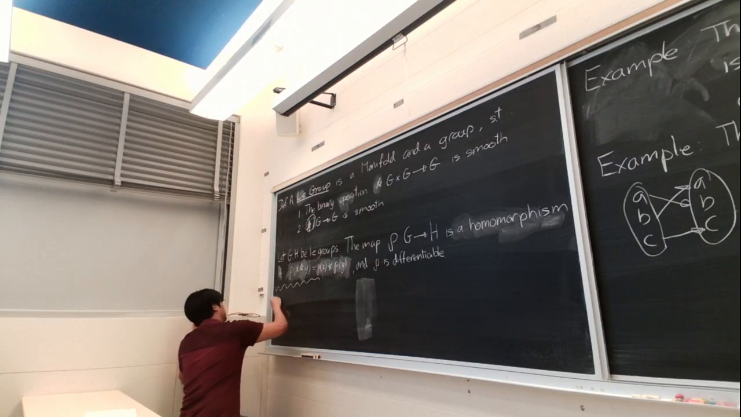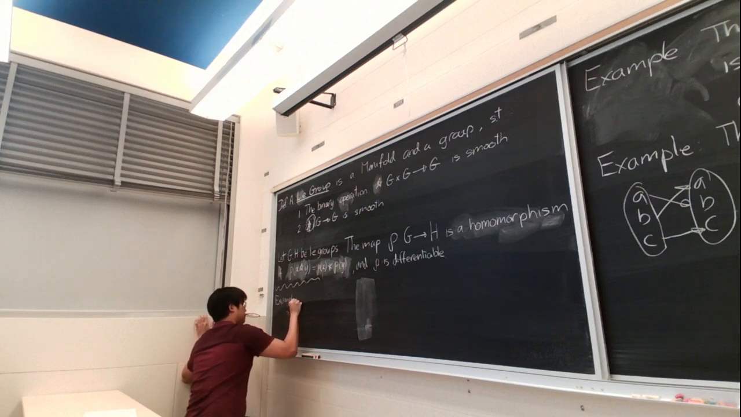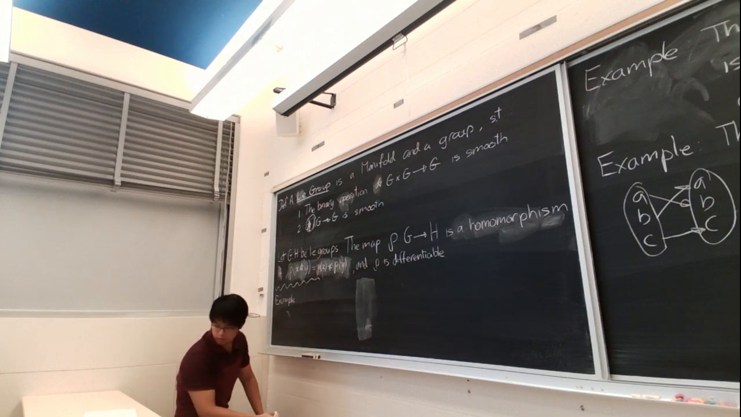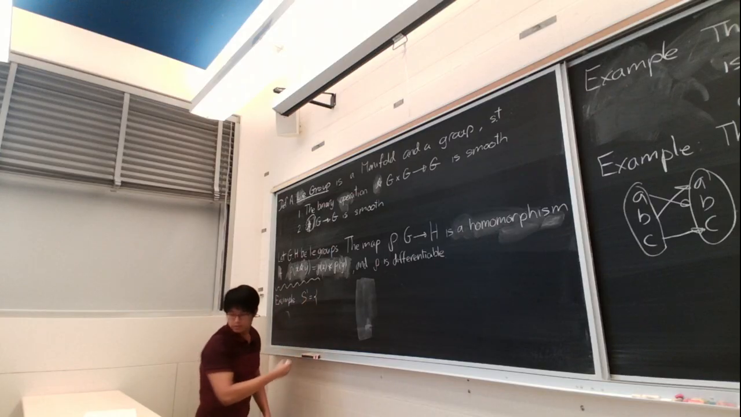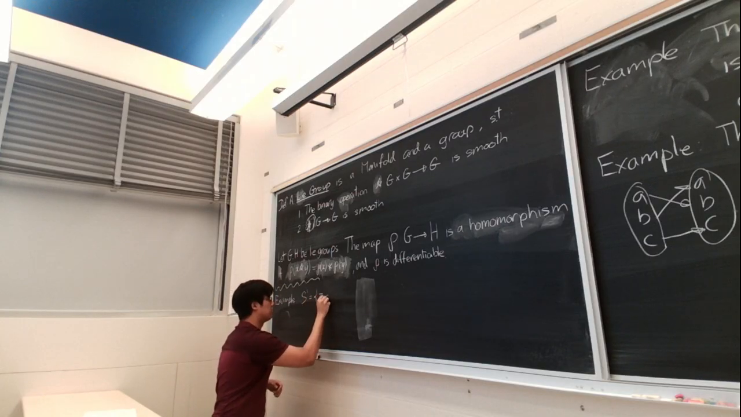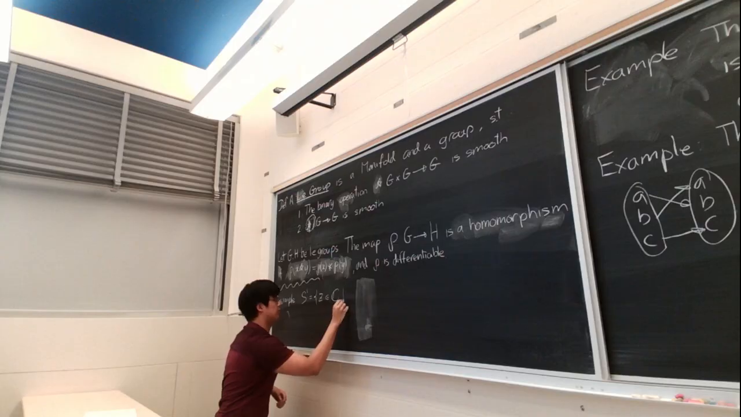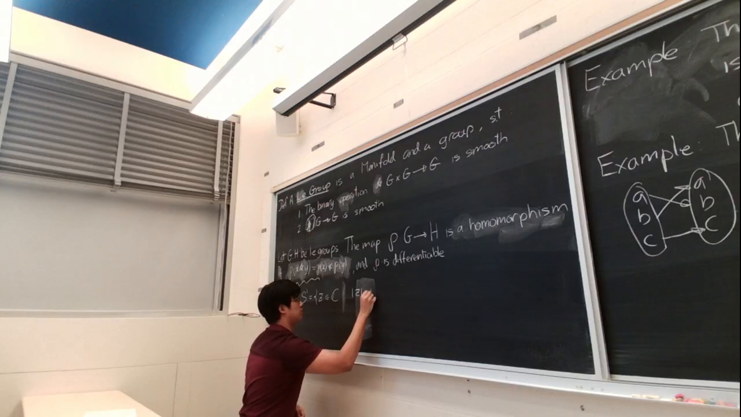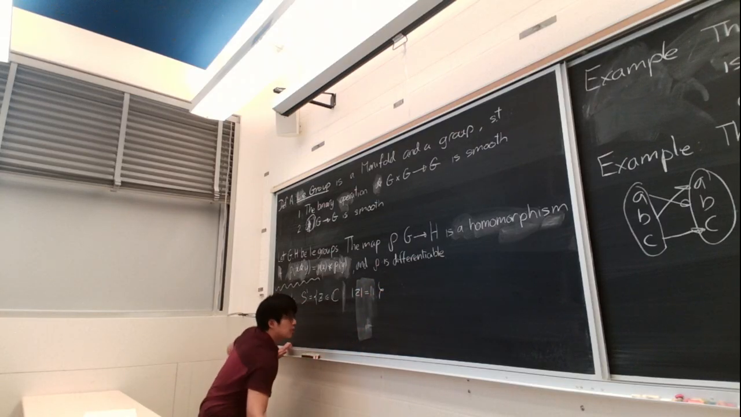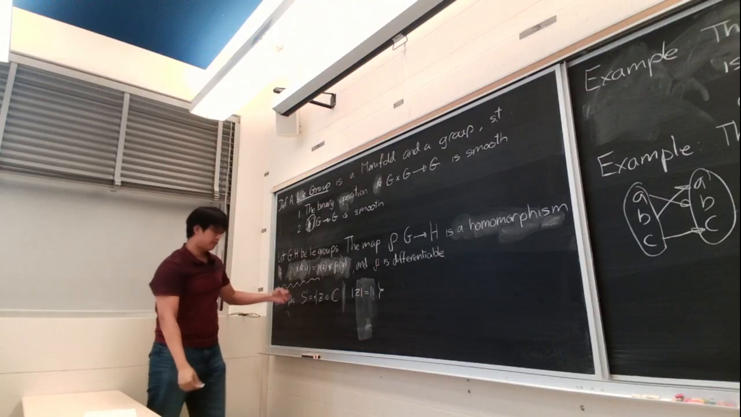You can still see here. So, example. We want to look at the group S1, so just a circle, which is written in the complexes. So this is z, the norm of z is just 1. Okay. So the claim is this is a Lie group.